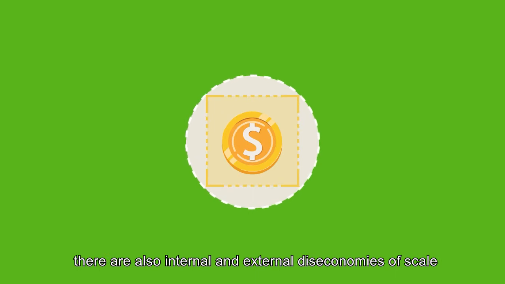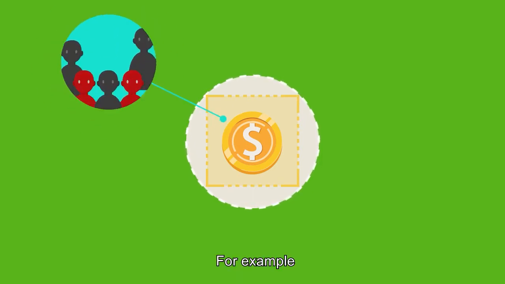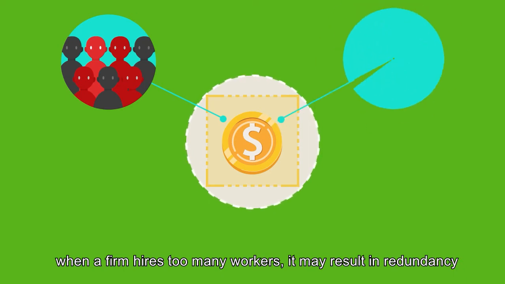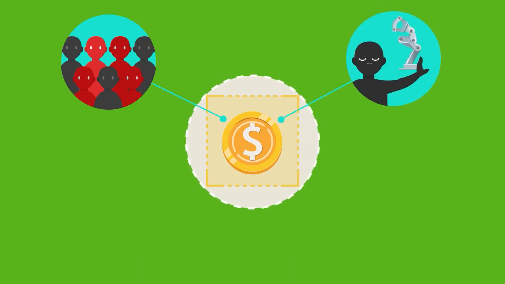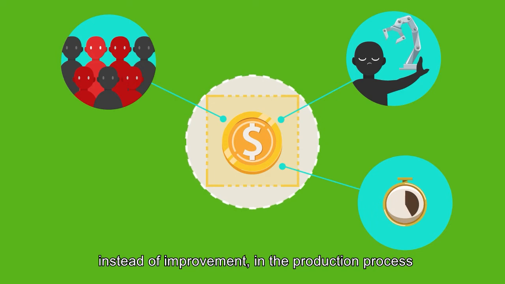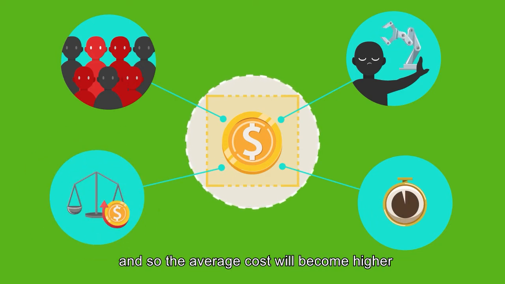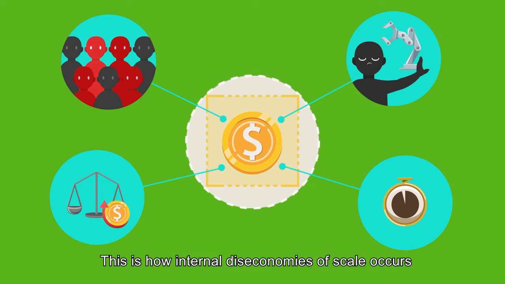Similar to the case of economies of scale, there are also internal and external diseconomies of scale. For example, when a firm hires too many workers, it may result in redundancy. This causes delays, instead of improvements, in the production process, and so the average cost will become higher. This is how internal diseconomies of scale occur.